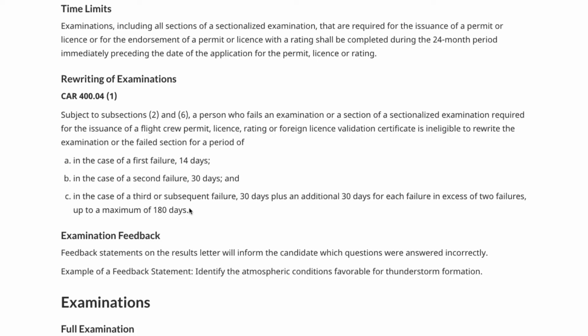Now if you are rewriting an exam because you partialed, in the case of a first failure, you need to wait 14 days before writing it again. Second failure, you need 30 days, and in case of a third failure, it's 30 days plus an additional 30 days for each failure in excess of 2.